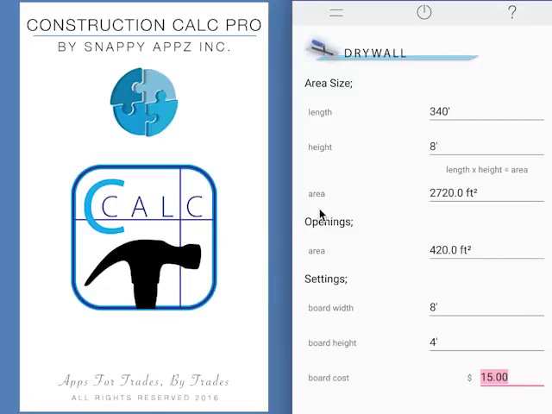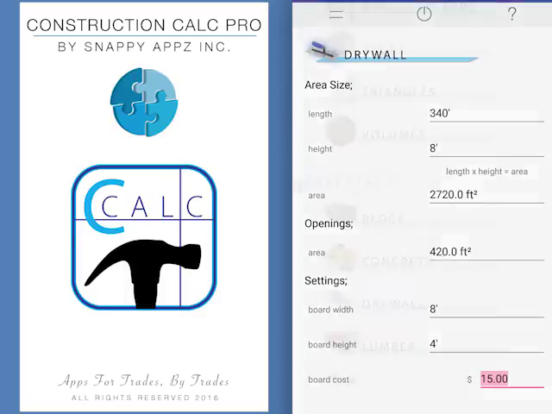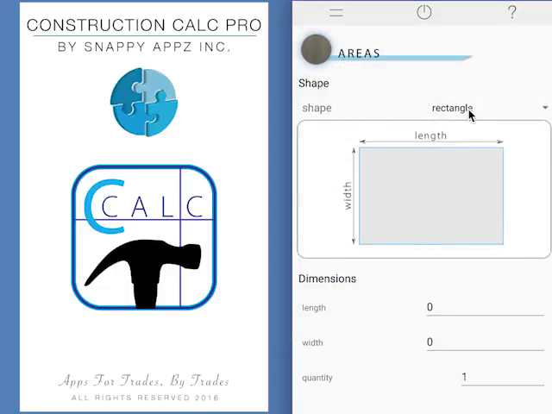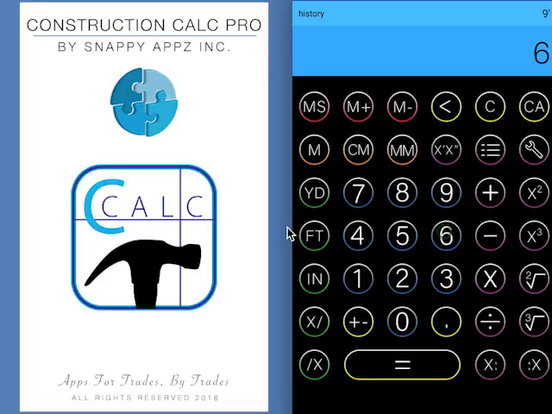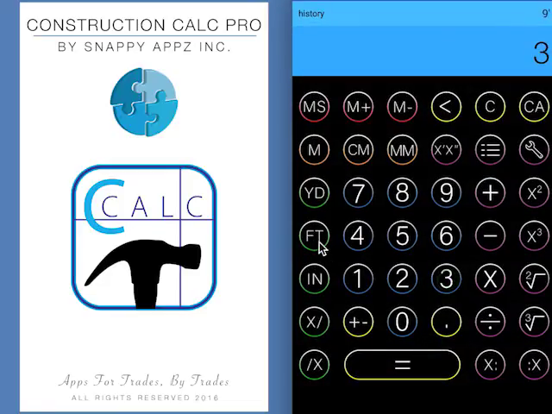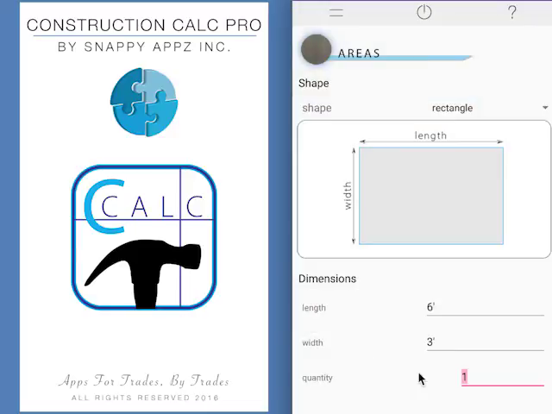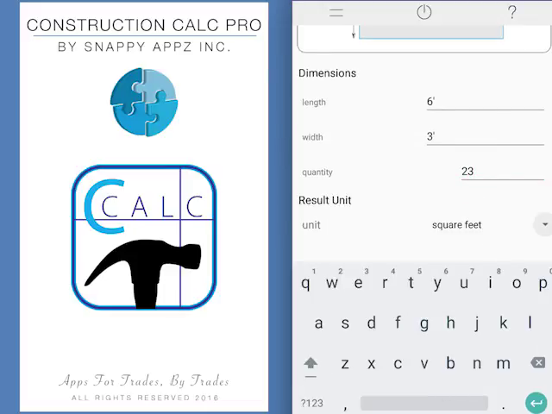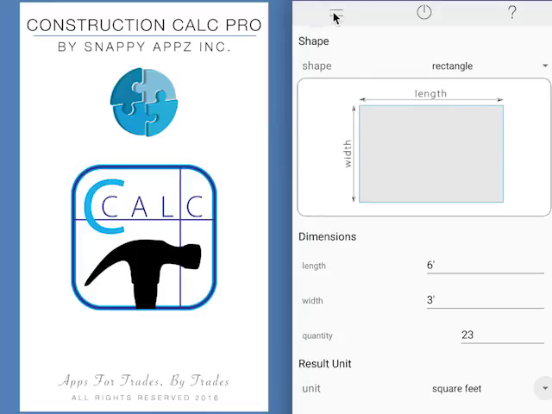I'm just going to give an example of how we might do the openings with the calculator, because very rarely are we going to just type in a foot value here. So I'll go back out and go into the areas calculator. I'll stick it on rectangle because I'm going to do some doorway openings. My doorways are going to be 6 feet by 3 feet, and on my drawing I have 23 doorways. Now I can do my calculation.